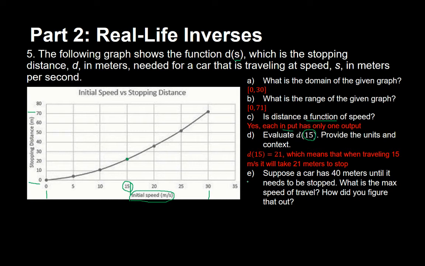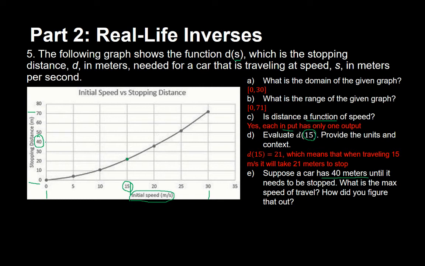Suppose a car has 40 meters until it needs to be stopped. What is the max speed of travel? Okay, so we're going to read that again. It has 40 meters until it needs to be stopped. That's the stopping distance. It's giving us this output value, 40 meters. What is the max speed of travel? So what's the fastest it can go in order to be able to make that stopping distance? So it's not going too fast and not going to take too long to stop.